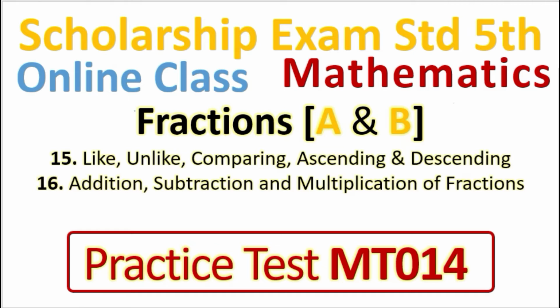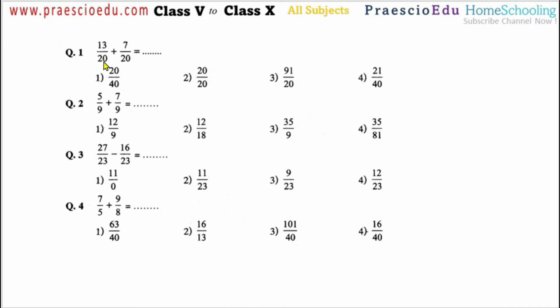MT014 solution. Question number 1 is 13 upon 20 plus 7 upon 20. Here the denominators are the same, so we can directly add the numerators. 13 plus 7 is 20. So 20 upon 20, which is option number 2.